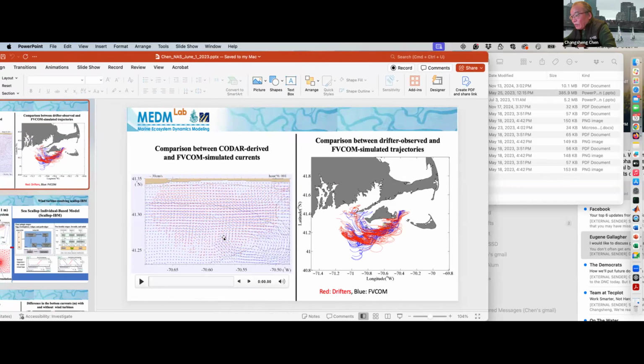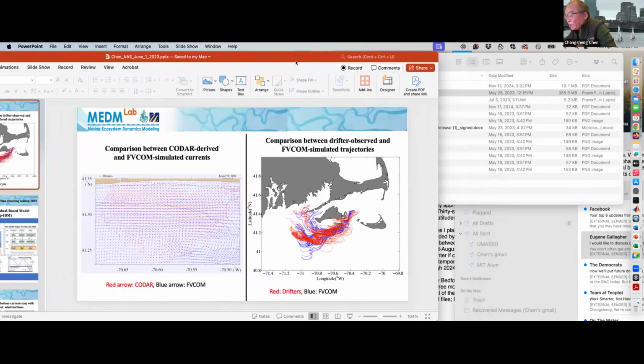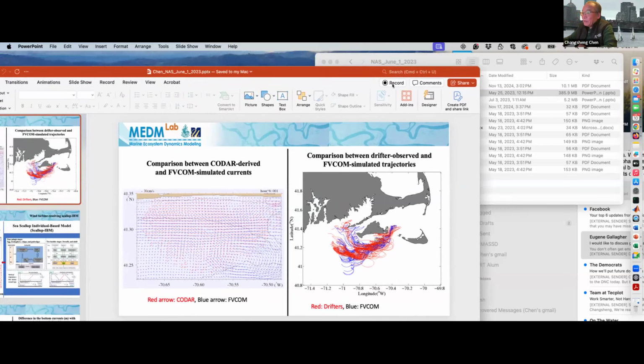Then we look at a comparison of the currents. That's the CODAR, a high frequency radar, and the red, white, blue is the FVCOM result, with no data assimilation. You see all the currents match very well. But the problem is that your numerical dispersion is still larger than the observation. This is with no random walk.